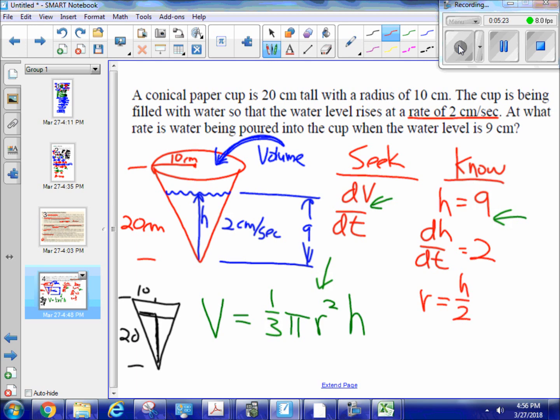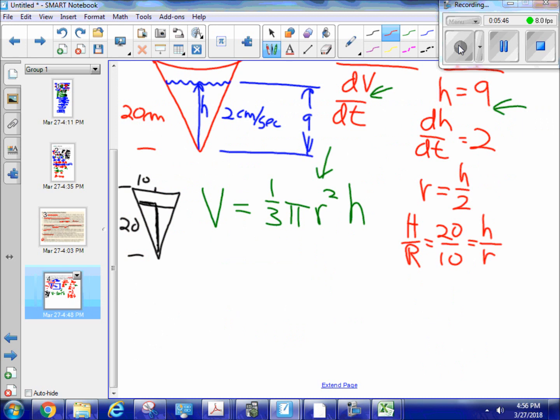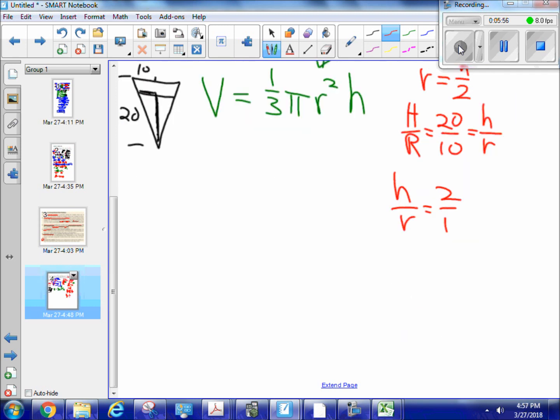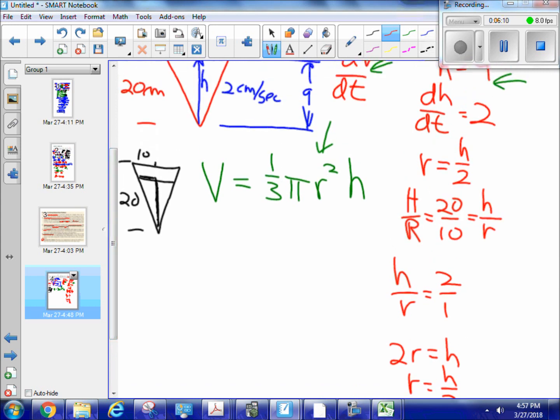Let's just look at that a little bit more. Let's look at it as a proportion. I know that the height of the cone in relationship to the radius of the cone is 20 to 10. And I know that that's going to be true for any height of water in the cone to its respective radius in the cone. So I know that any height to radius is going to be 2 to 1, which is the same thing as saying, well, I can cross multiply here. So 2r equals h. So r is equal to h divided by 2, which is what we wrote right there.